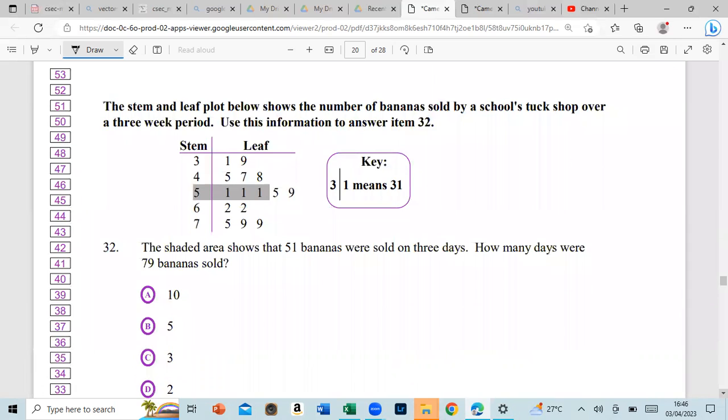All right, for 32, the stem and leaf plot below shows the number of bananas sold by a school tuck shop over a 3-week period. Use this information to answer item 32.